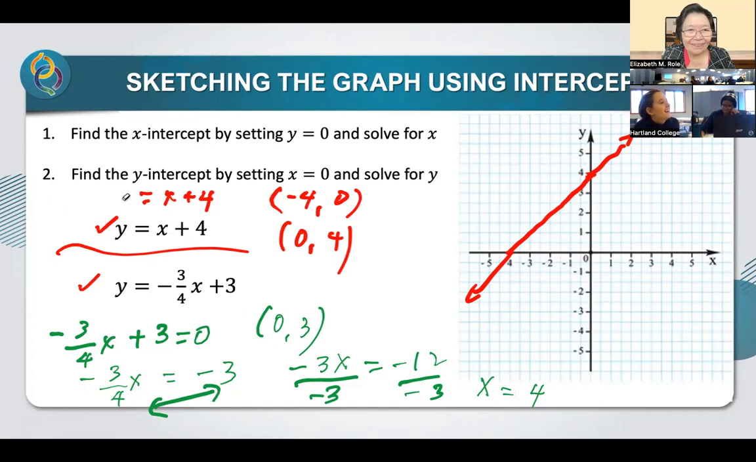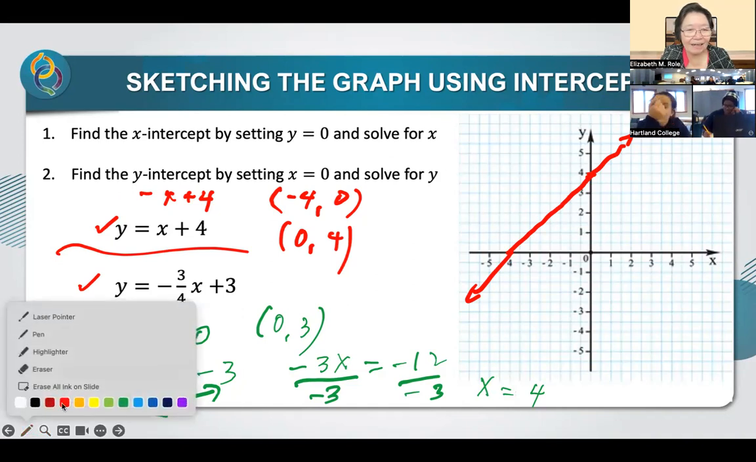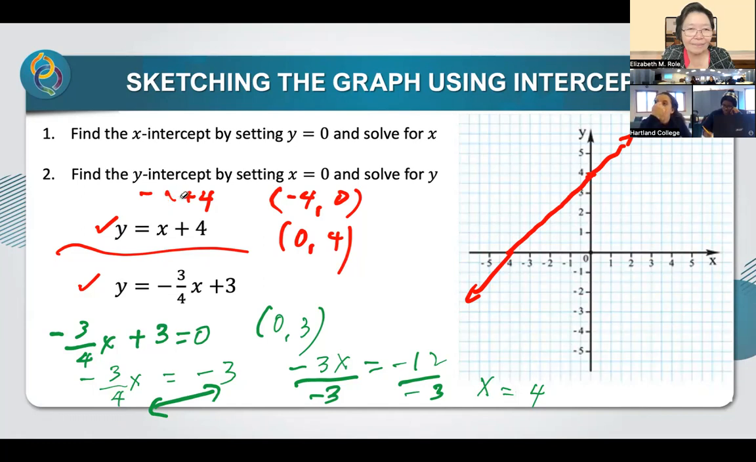Okay, let's do that again. Let me erase the ink here. No, not all, I'll erase this only. How come my eraser is not good? Okay, erase. All right, I'm erasing this now.